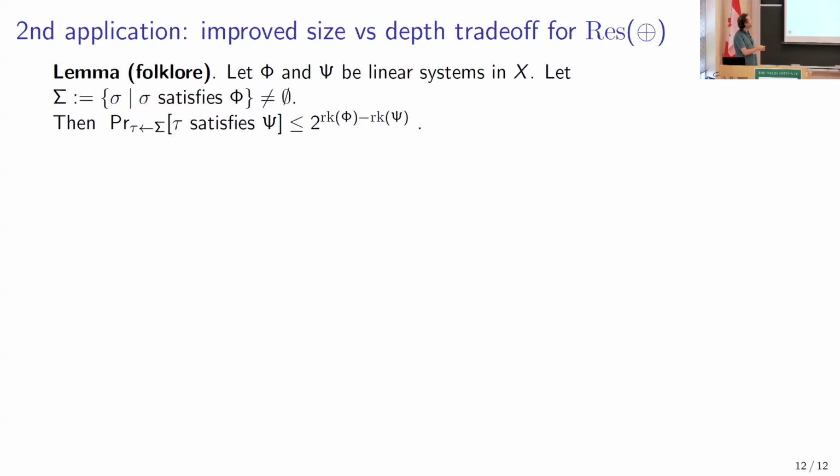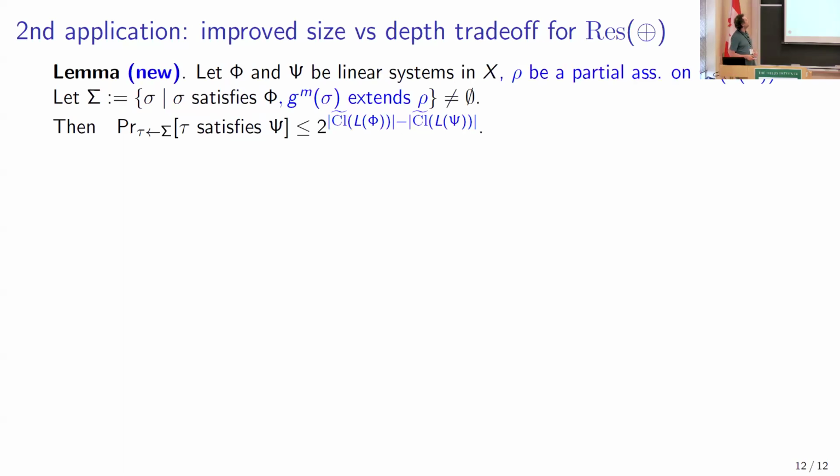And how do we extend this? We extend this as follows. Now we also fix some partial assignment rho on the closure of the first linear system, and we consider not all solutions sigma, but only such solutions that the induced assignment extends rho. And then the probability of tau taken at random from sigma that tau satisfies psi can be estimated as 2 to the difference of the sizes of amortized closure.